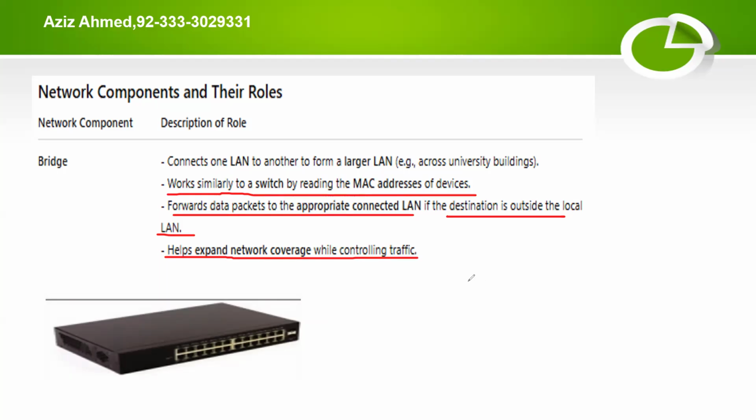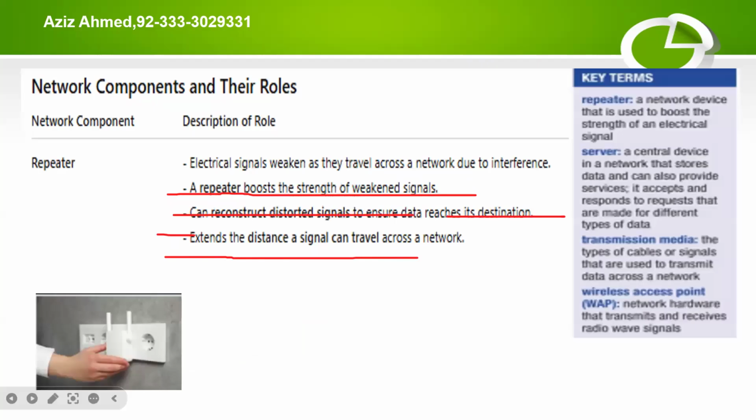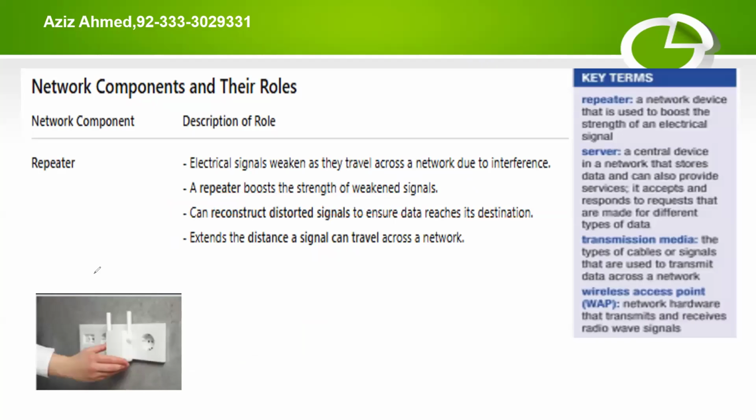To make multiple LANs into a single LAN. Then repeater. Repeater basically refreshes the signal, because signal over distance becomes weak. Electrical signals weaken as they travel across a network due to interference.